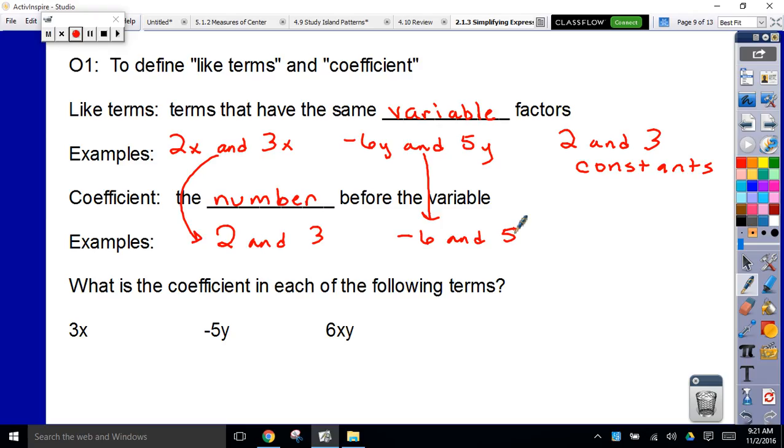Okay, let's look down here and talk about what the coefficient is in each of the following terms. Brian, what's the coefficient in this term? 3. What's the coefficient in this term, Johnny? That is negative 5. And what's the coefficient in this term, Jenna? 6. Okay, any questions about any of the vocabulary? This is going to be an easy lesson. I think so.